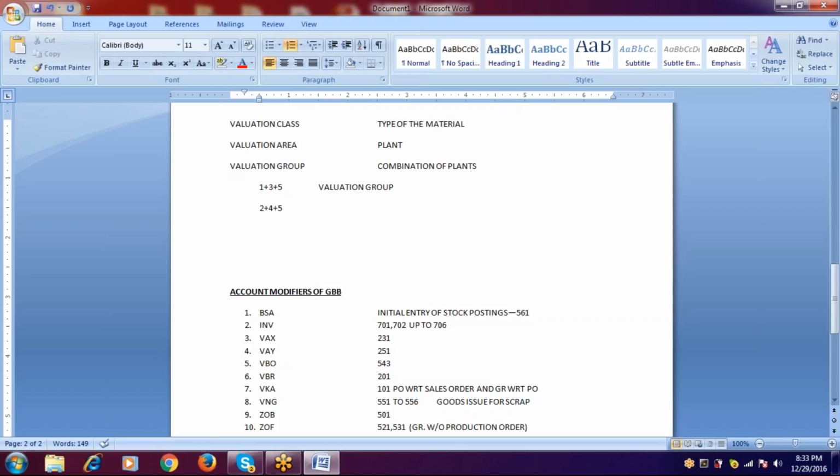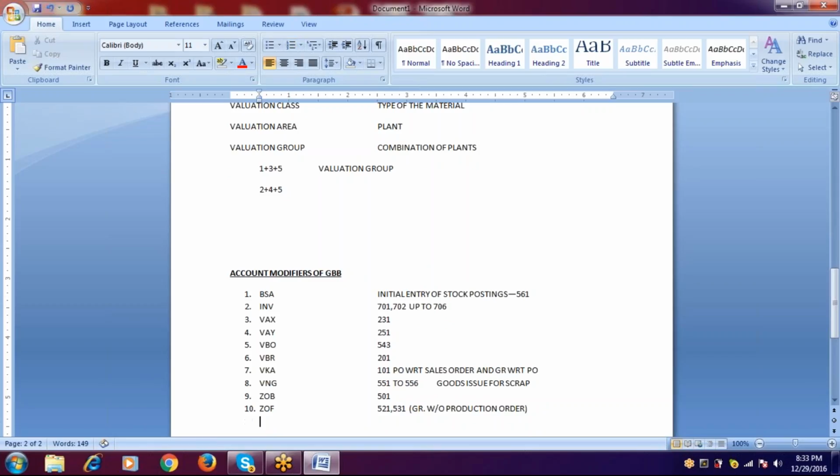All these things we are generally using for the GBB. Tell me, Prashant: is it for GBP only that the account modifier will come, or will any other transaction key also come? That's what I am going to discuss next. The next one will be the account modifiers for the PRD. This is only for the GBP.